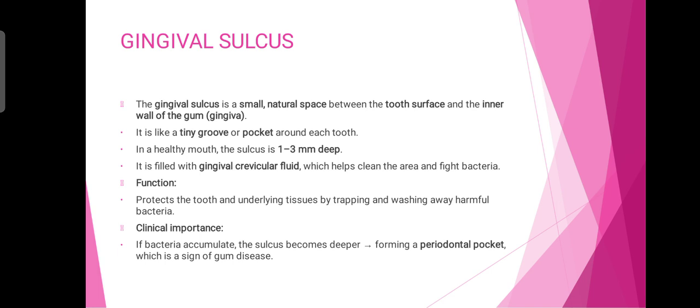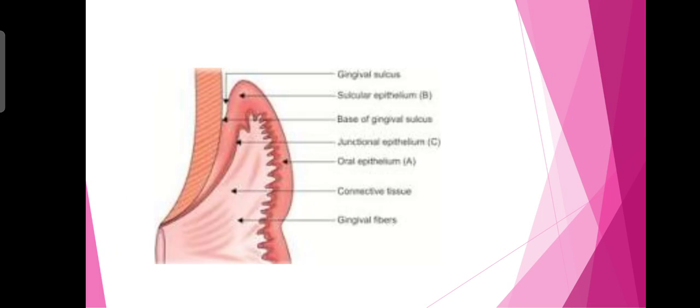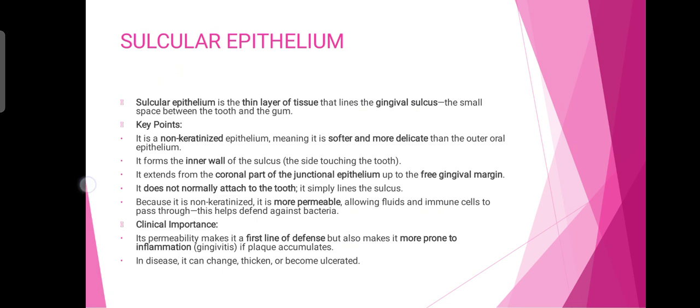The function of the gingival sulcus is to protect the tooth and wash away harmful bacteria. Its clinical importance is that if bacteria accumulate, the sulcus becomes deeper. So, if it is not washed and cleaned up properly, it forms a periodontal pocket, which is a sign of periodontal disease. This is a gingival sulcus, this is the tooth, this is the gum, and this is the gingival sulcus.